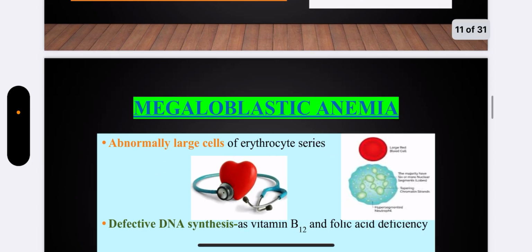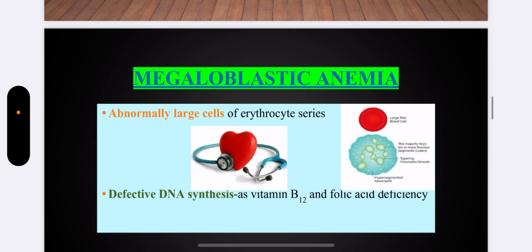Now we'll talk about megaloblastic anemia. Megalo means large, so there is presence of abnormally large cells of erythrocyte series, and there is defective DNA synthesis, because this type of anemia occurs because of deficiency of vitamin B12, folic acid, and these are required for the DNA synthesis.